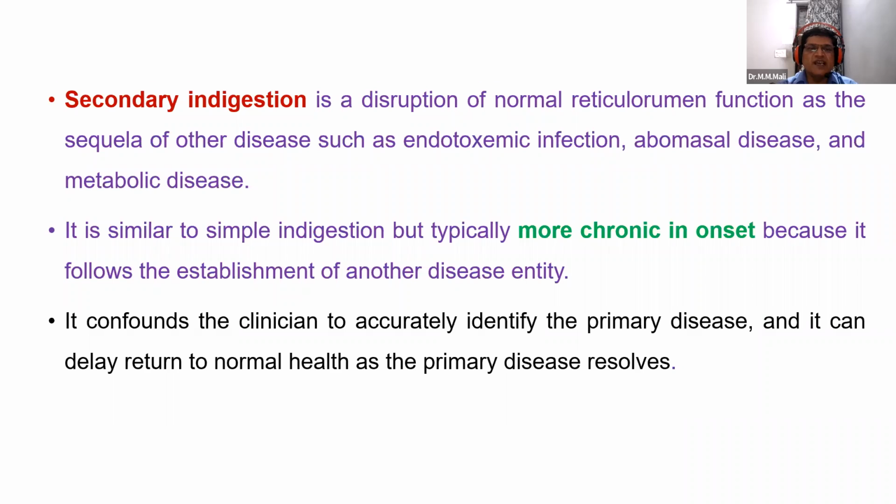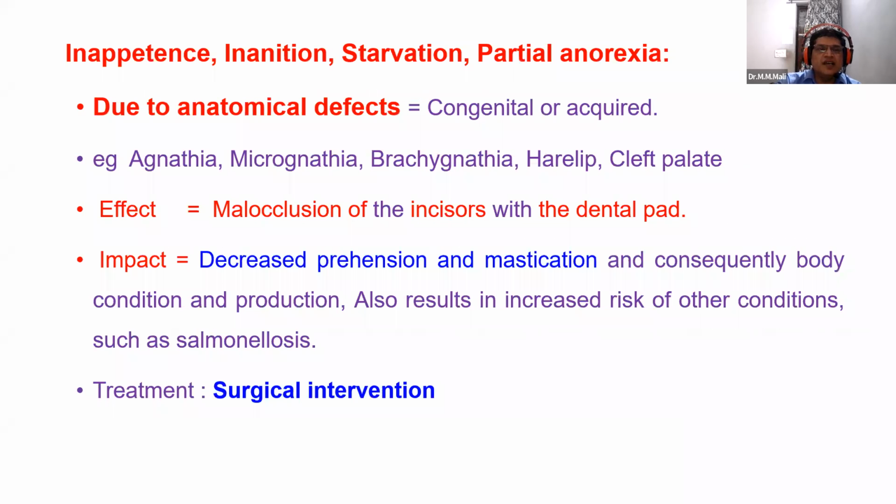So secondary indigestion is also a serious concern to the field veterinarians and the clinician. So we have to rule out the occurrence of this secondary indigestion, particularly related with abomasal diseases or other rumen conditions. So this indigestion results in inappetence, inanition, starvation, or partial anorexia.